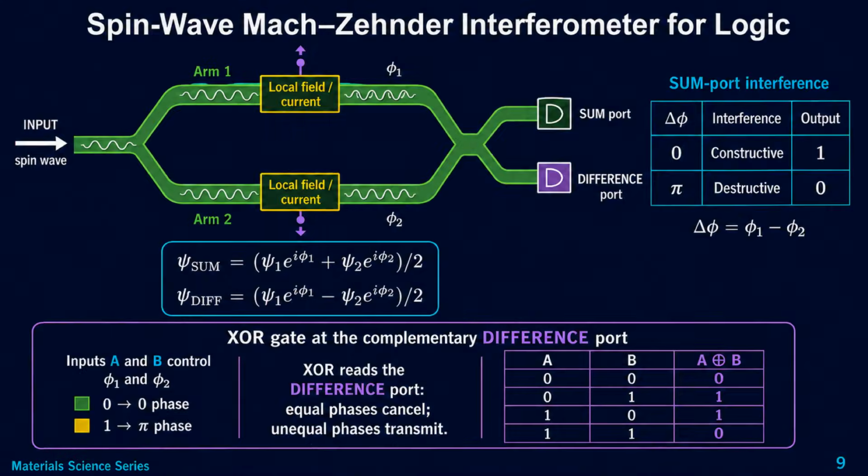The spin wave Mach-Zehnder interferometer is a fundamental building block for spin wave logic. An input spin wave splits into 2 paths, each accumulating different phases. When recombined, interference determines the output. If the phases match, constructive interference gives output 1. If they differ by pi, destructive interference gives output 0. By controlling the phase in each arm, we can implement various logic gates including XOR.